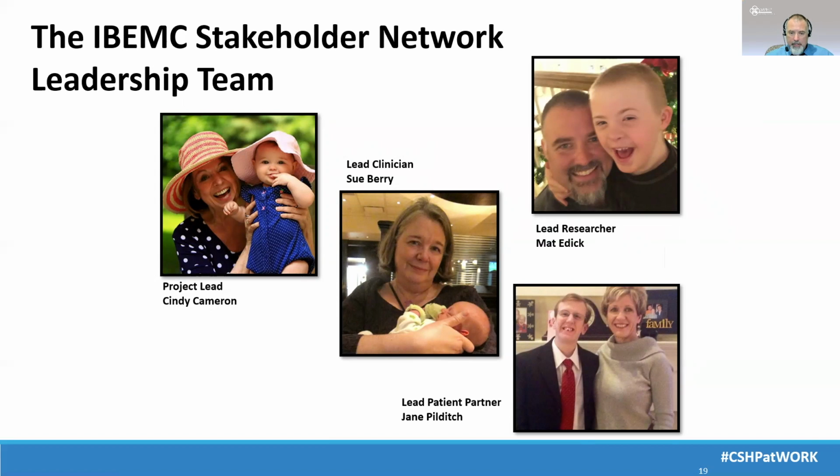If you take a look at our leadership team, all of our stakeholder engagement projects look like this, and honestly, all of our projects in general look something like this. So the project leadership, the PI of this particular project is my former director, Cindy Cameron, and she's a public health professional. The woman next to her is Sue Berry, and she is a geneticist, an MD geneticist. And then, of course, you see me there in the top corner. I'm a researcher by trade. And then you see also our lead patient partner, Jane Pilditch.